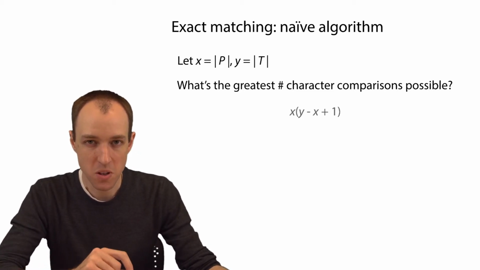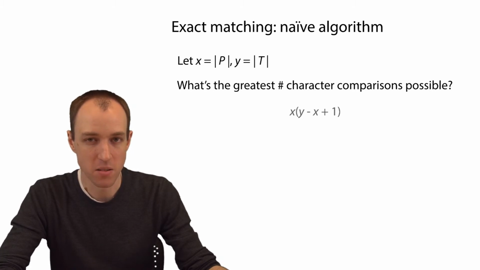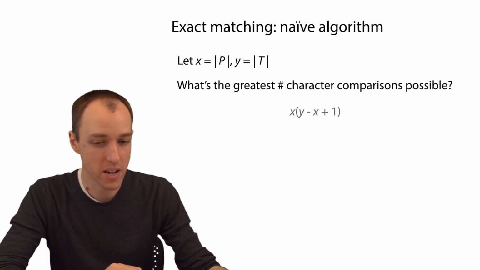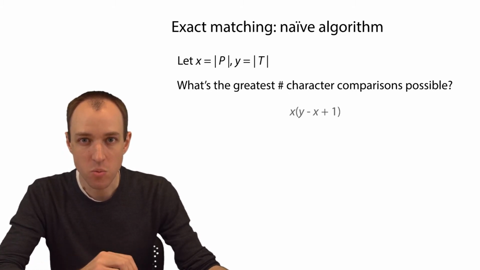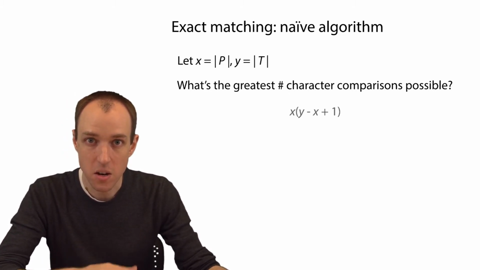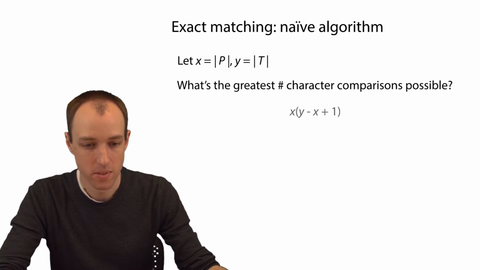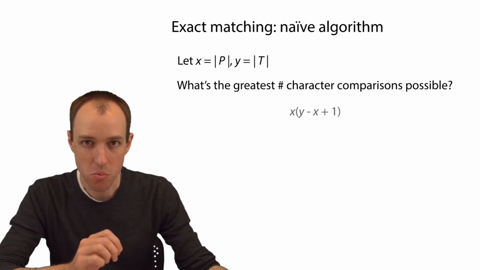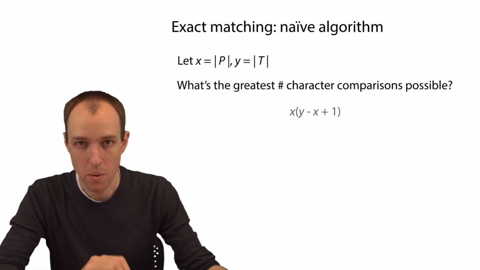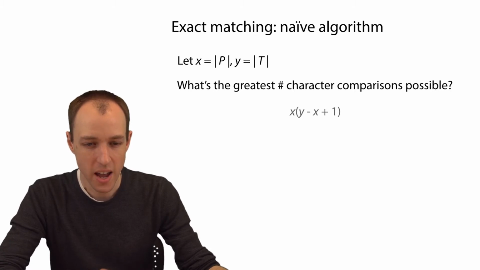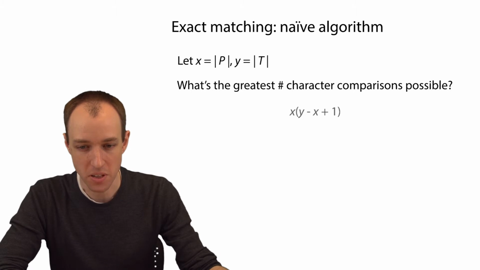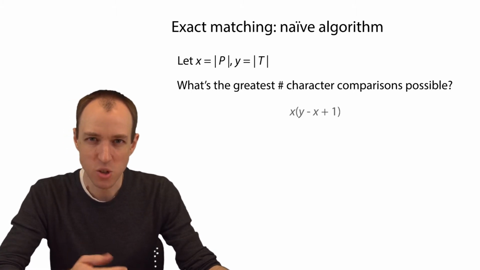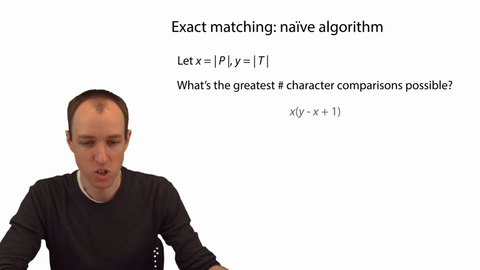The y minus x plus 1 again represents the number of possible alignments of the pattern to the text. And for each alignment, the most character comparisons we can do is x, the number of characters in P. So we have to take their product, x times y minus x plus 1. This is a kind of worst case analysis, right? This case seems awfully bad, but when would it actually happen?